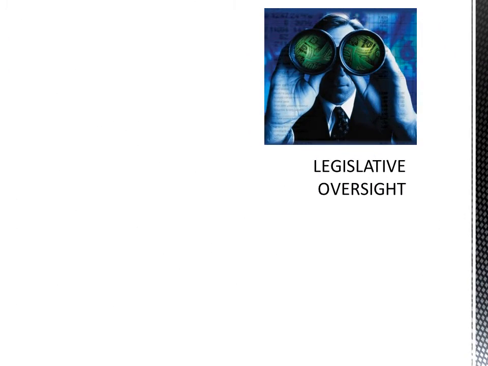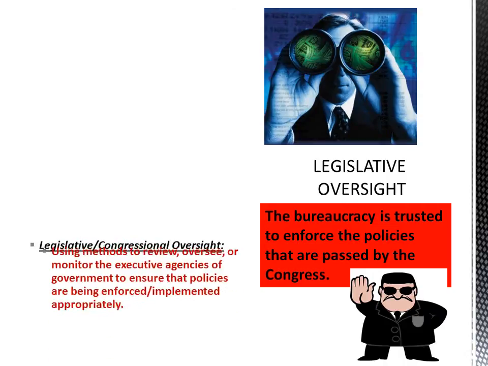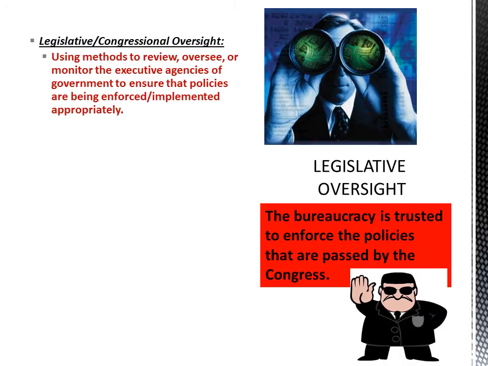Once Congress passes a bill and the President signs it into law, it's out of their hands. They have to trust the bureaucracy to enforce the policies that they pass in a way that they believe reflects what they originally intended with the law. This often gets complicated because the bureaucracy is so large in size and overlaps that policies don't get enforced the way Congress wishes they would have been. So they use their power, what we call legislative or congressional oversight.